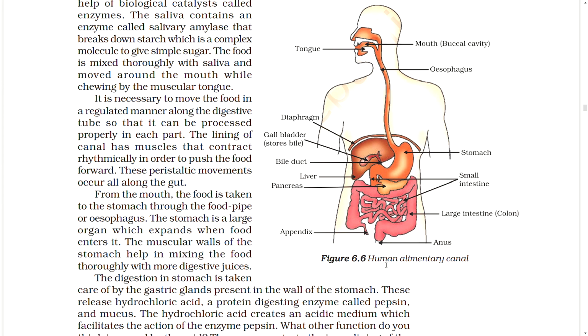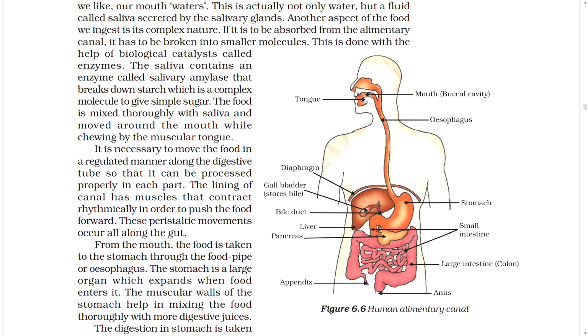Figure: human alimentary canal. Tongue, mouth, buccal cavity. Esophagus, stomach. Diaphragm, gallbladder, stores bile. Bile duct. Liver, pancreas. The small intestine, large intestine, colon, appendix, anus.